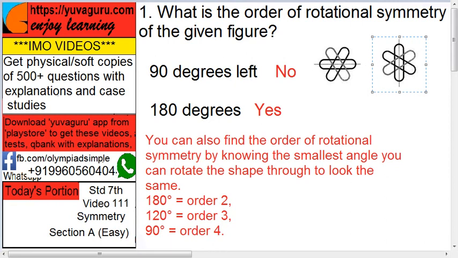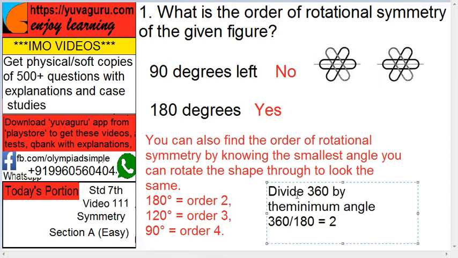Now we'll rotate this figure by 180 degrees. When you rotate this 180 degrees, the figure looks like this. Is this the same? Yes. So the minimum angle by which you can rotate it so that the figure looks exactly the same is 180 degrees. Now how to find the order of rotational symmetry? It's quite simple. Divide 360 by the minimum angle. In our case the minimum angle is 180, so 360 upon 180 equals 2. So the order of rotational symmetry is 2 in this figure.